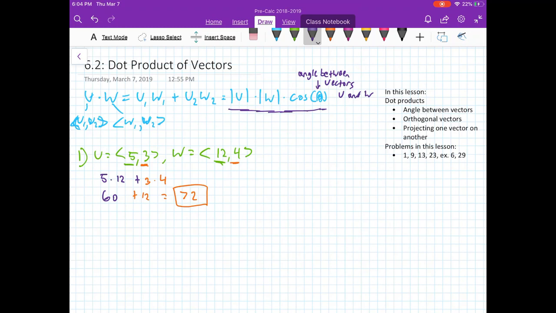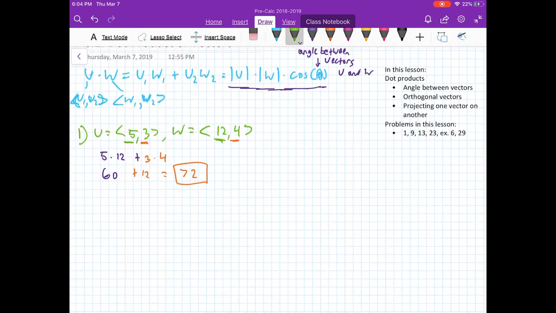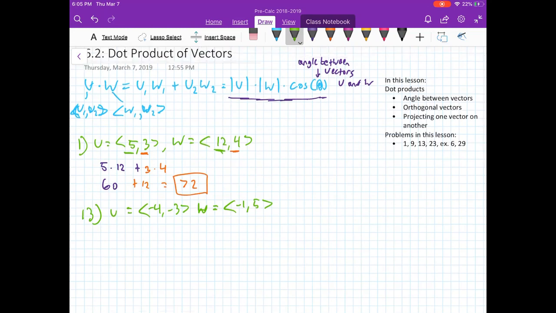So if we wanted to find the angle between two vectors, let's say, for example, we were given problem number 13. Problem number 13 is in the exercises, and it asks us to find the angle theta between these two vectors. It gives us a vector u, which is -4, -3. And it also gives us a second vector, called w, that is -1, 5, and it asks us to find the angle between these two vectors. Now we can use dot products to solve this.